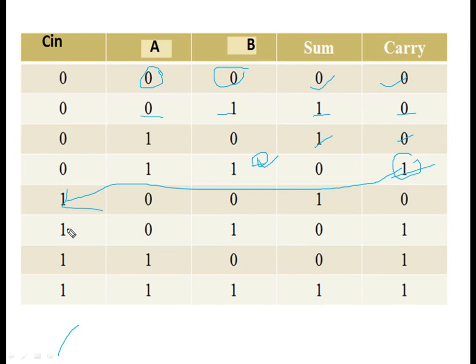Today, in automation, we are concentrating only on ladder implementation. We have to take the truth table and implement the logic according to the truth table, that is, according to the outputs. So we are implementing ladder logic by using this truth table. Here we have carry in, and you have to add 1 plus 0 plus 1, which is equal to what?